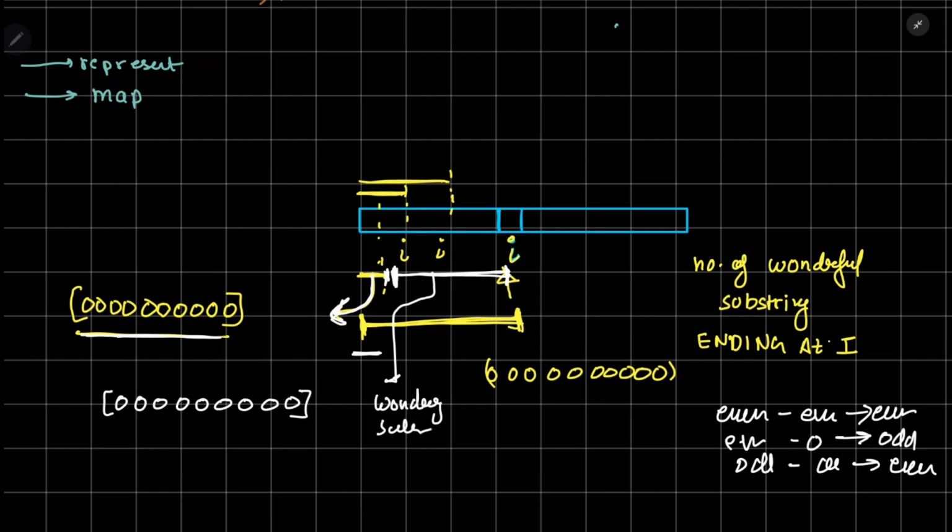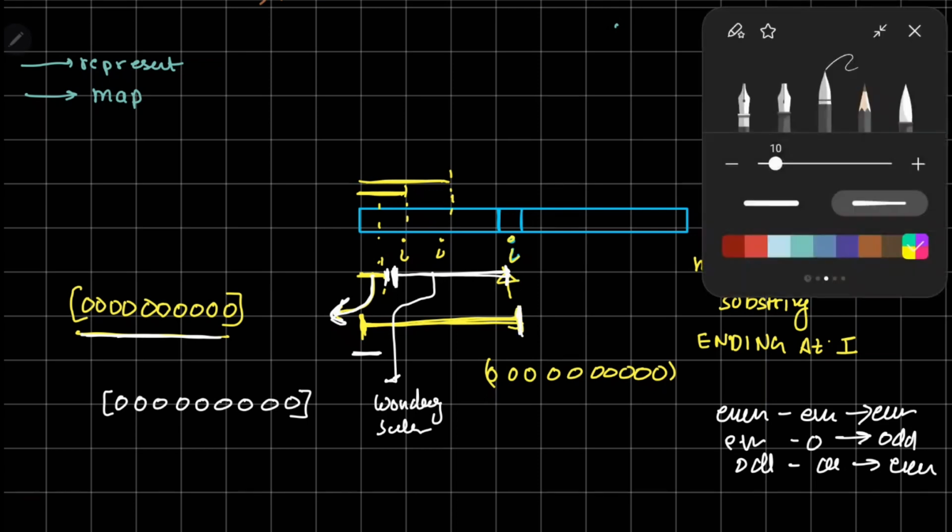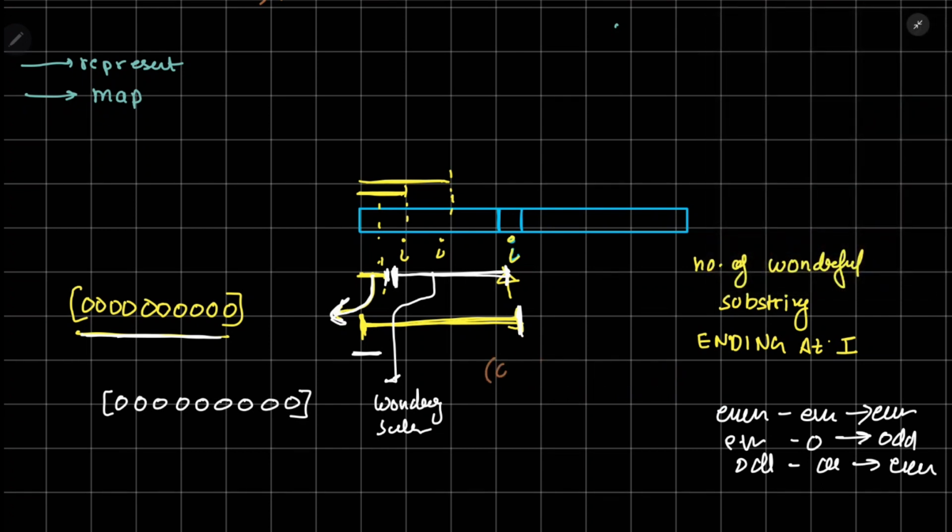And now this is not only for 0. For example, if at this I we had any other representation, let's say instead of this we had something like 0 1 1 0 0 0 2 3 4 5 6 7 8 9 10. Okay, so now we can see that this is not a wonderful substring.